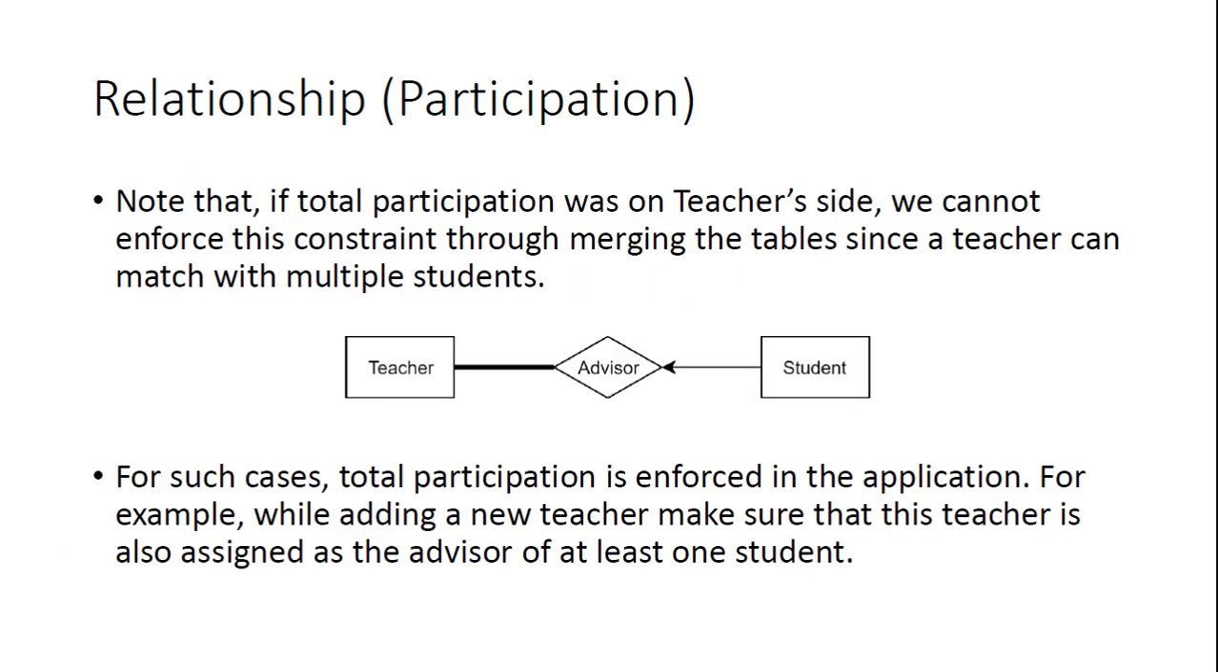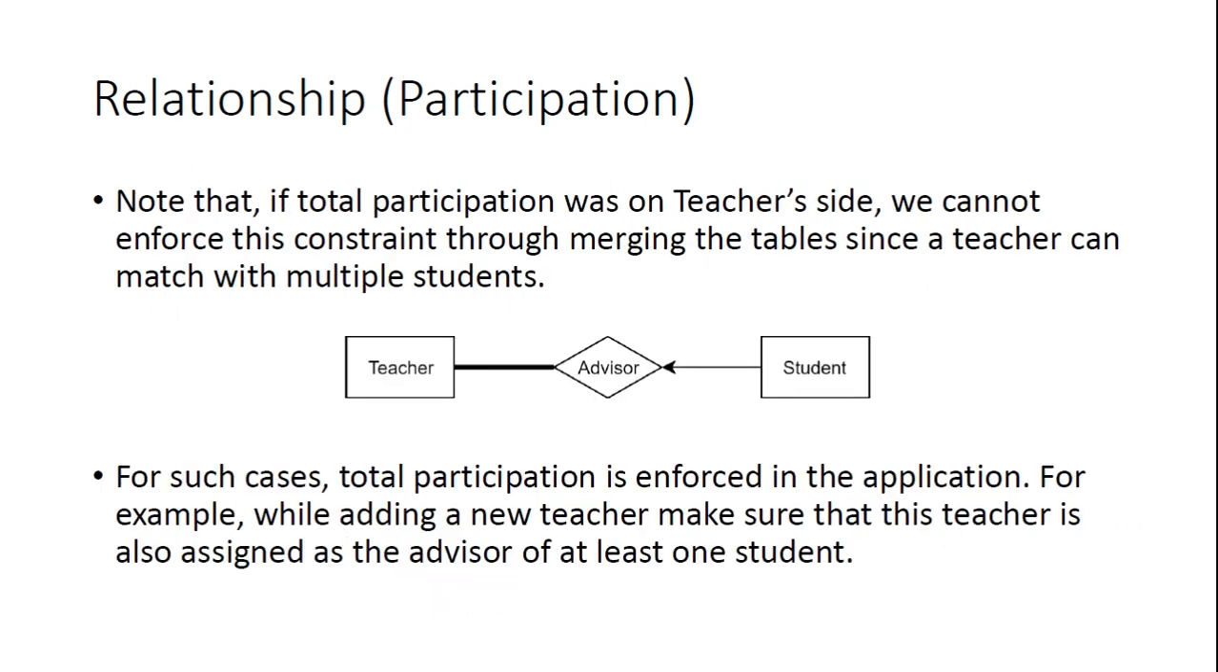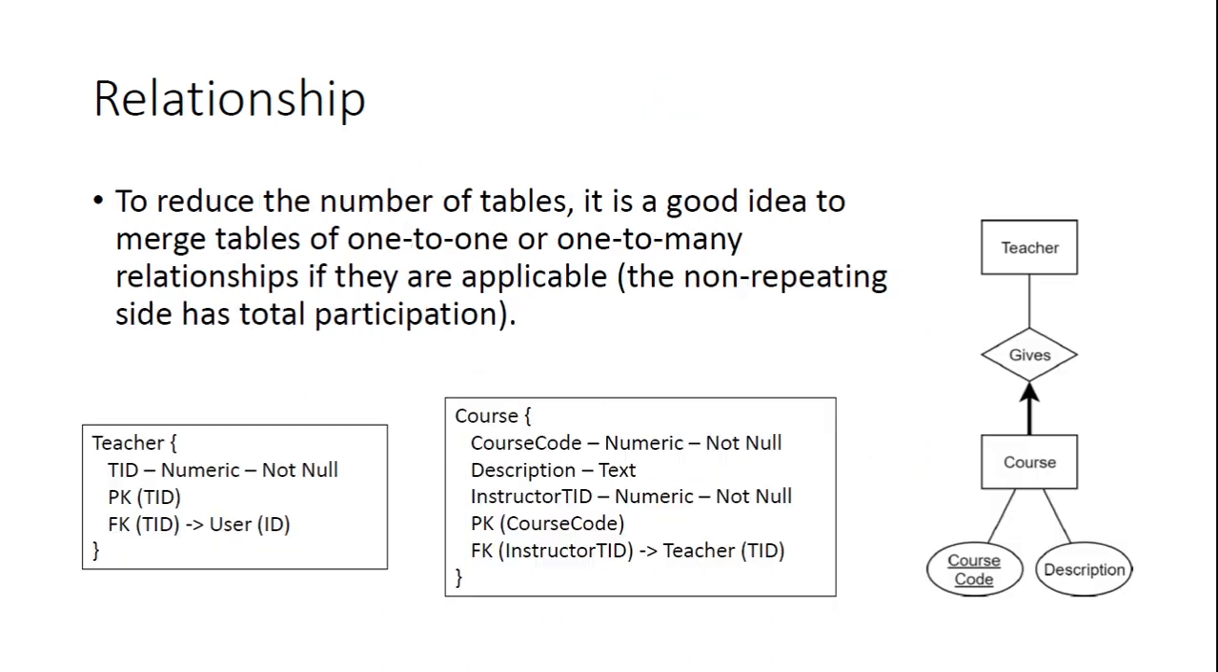So if the total participation is on the teacher's side, whereas originally it was on the student's side, where we are saying that for every student there should be an advisor. But if this was on the teacher's side, if what we were saying was every teacher has to be the advisor of at least one student, then again, we cannot enforce this. We need to do it on the application side through the code. While creating a new teacher, okay, you need to assign a student for advising, for example, for this scenario.